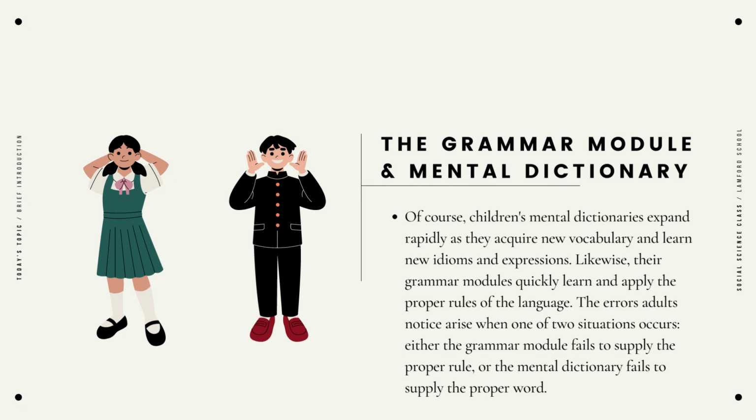Of course, children's mental dictionaries expand rapidly as they acquire new vocabulary and learn new idioms and expressions. Likewise, the grammar module quickly learns and applies the proper rules of the language. The errors adults notice arise when one of two situations occurs: either the grammar module fails to supply the proper rule, or the mental dictionary fails to supply the proper word. Now we can see how interconnected the grammar module and mental dictionary really are to the syntactic development of children and their speech, as well as how important these two things are when it comes to learning a language.